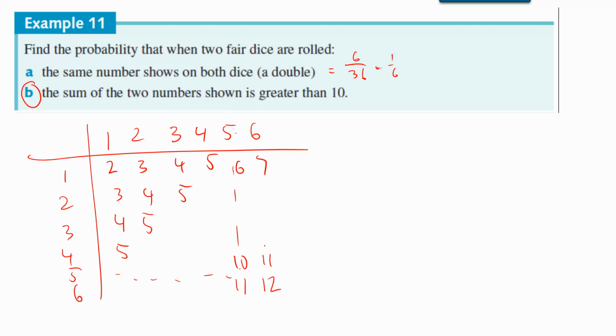So you only focus on these three, and you say that's the only time you get a sum greater than 10. So there's only 3 options here. There's no point adding all of these. You don't need to, because you're trying to find a sum greater than 10: 11, 12, and 11. There's only 3 out of what? 36. 36 options.